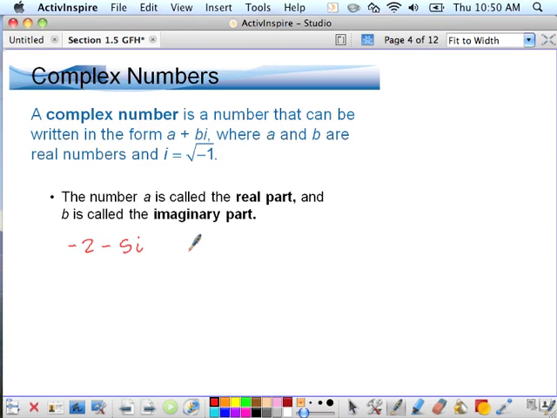Now, technically speaking, any number can be written as a complex number. For example, the number 7. That's just a real number. Doesn't have any imaginary parts with it. It doesn't appear to be complex.